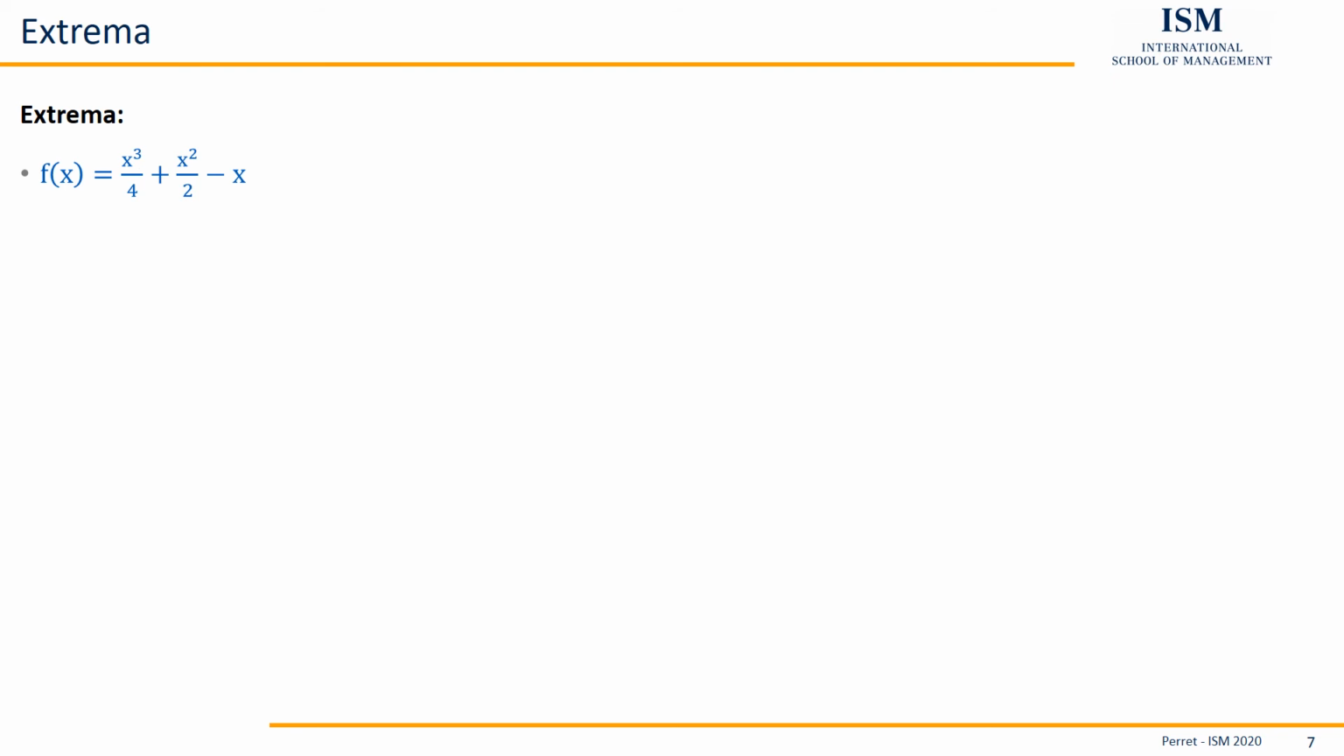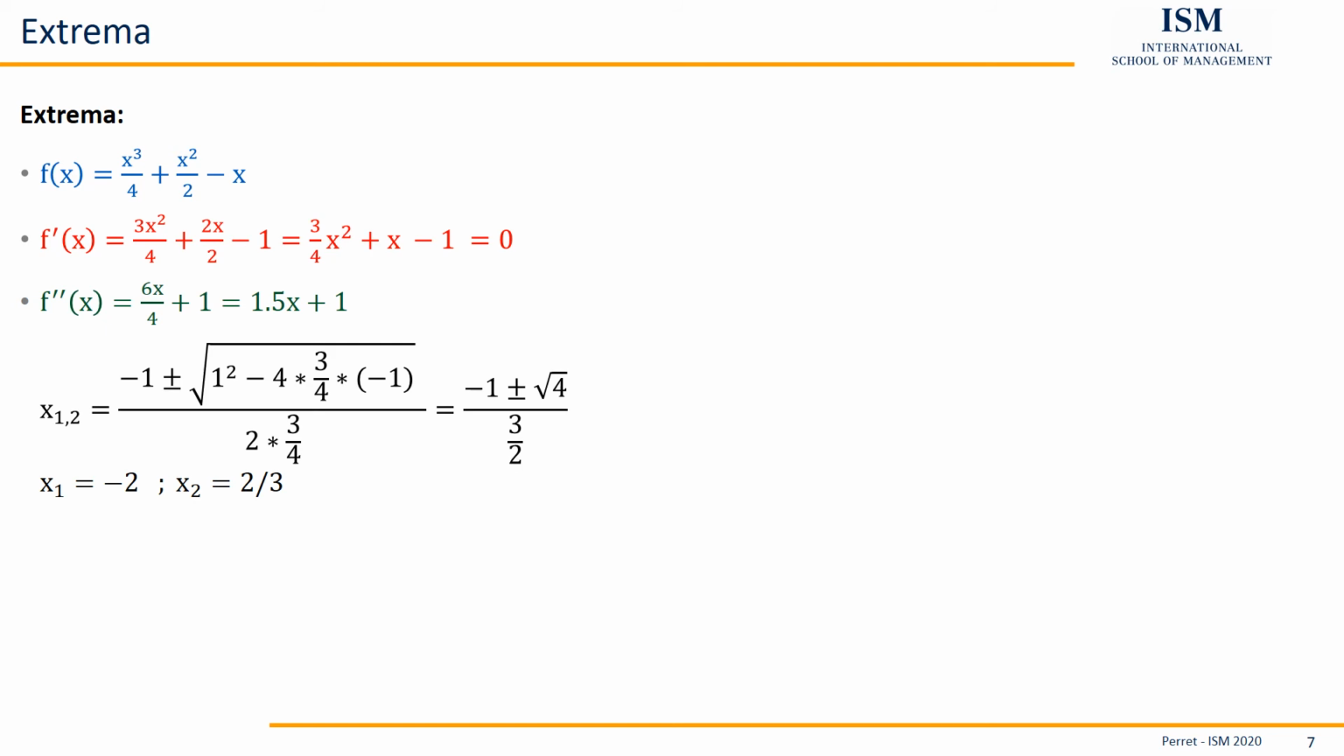So we can then consider an additional example here. The function is 3 to the power x to the power of 3 divided by 4 plus x to the power of 2 divided by 2 minus x. So first we get the first derivative, which here is 3/4 x squared plus x minus 1, and the second derivative, which is 1.5x plus 1. Then we set the first derivative equal to 0. Here again, that's actually the example we discussed earlier.